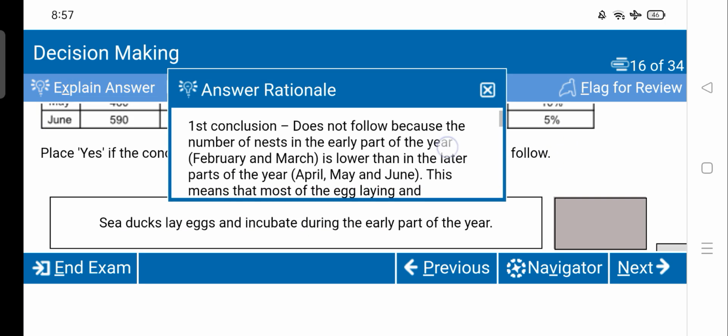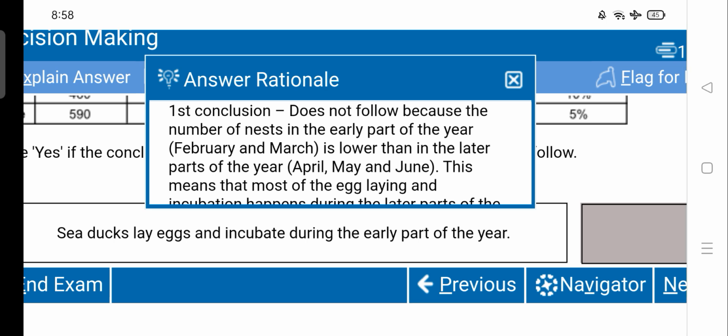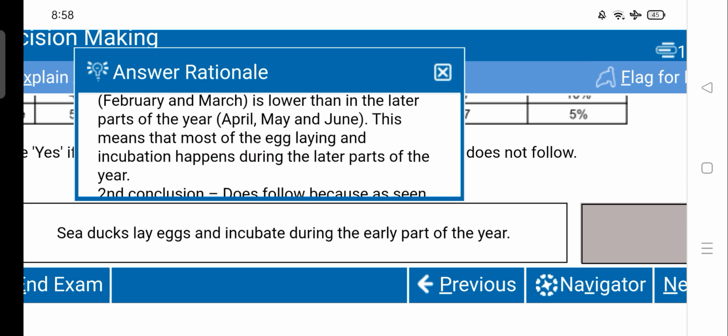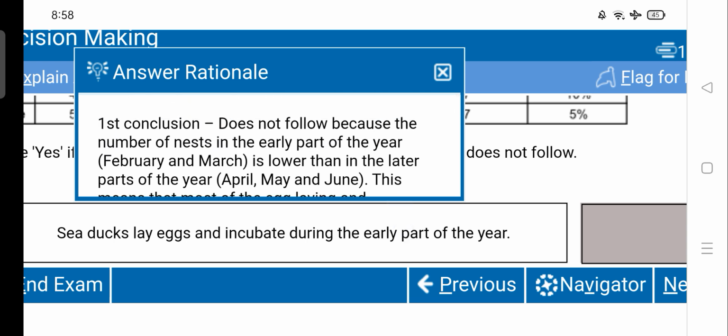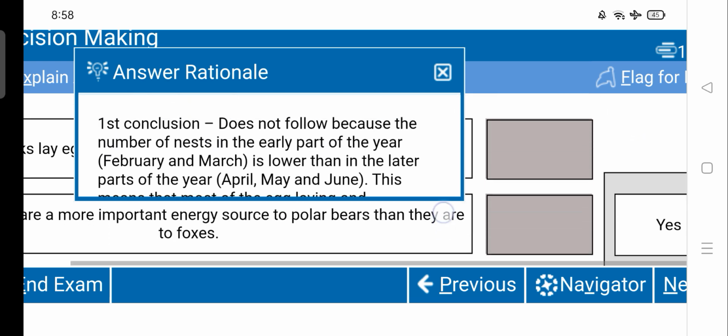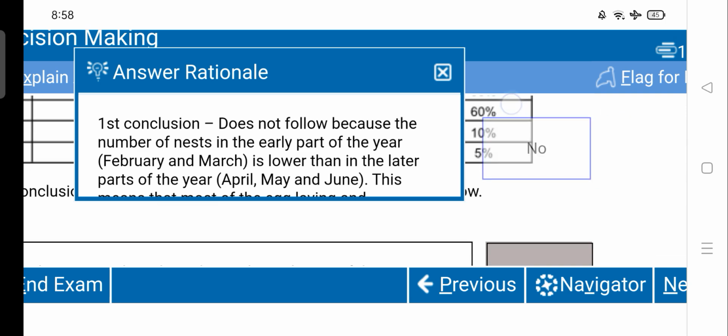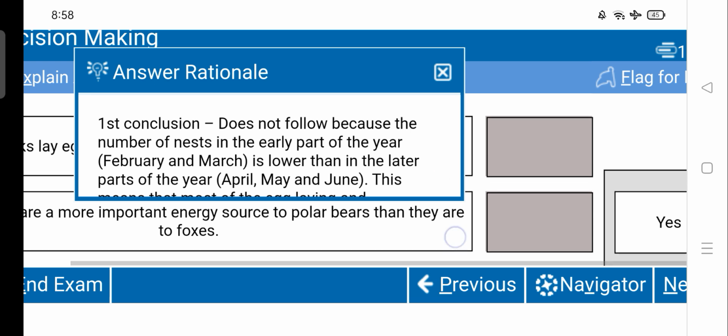So the first conclusion does not follow because the number of nests in the early part of the year, February and March, is lower than in the later parts of the year, April, May, and June. This means that most of the egg laying and incubation happens during the later parts of the year. So this one does not follow, so we will drag a no and drop it here. Drag it and drop it. Okay.